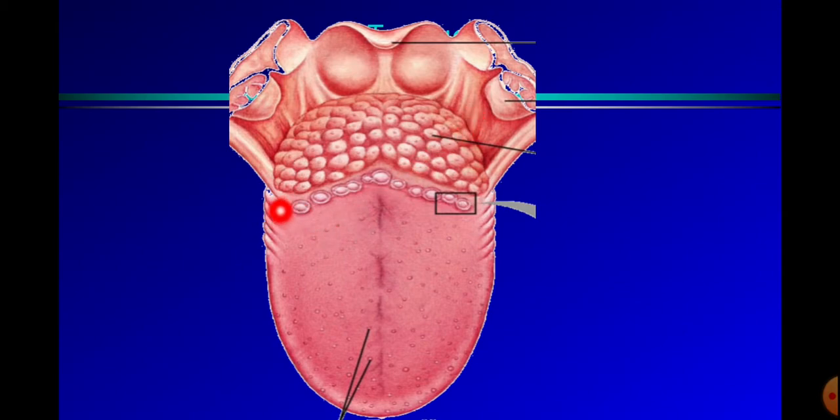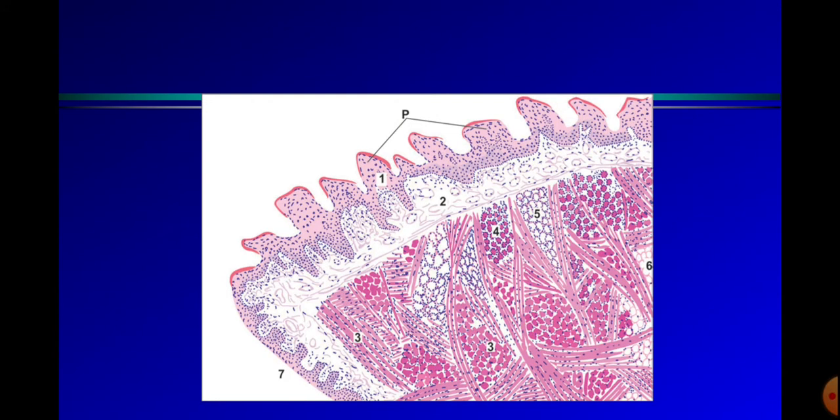Okay, at the junction of these there is the sulcus terminalis. Just in front of the sulcus terminalis we can find a number of large papillae. These are the circumvallate papillae. Okay, so we'll see here the two sections. The first section passes through this anterior 2/3 of the tongue, or the papillary part of the tongue. Here this is the picture showing the anterior 2/3 part of the tongue.